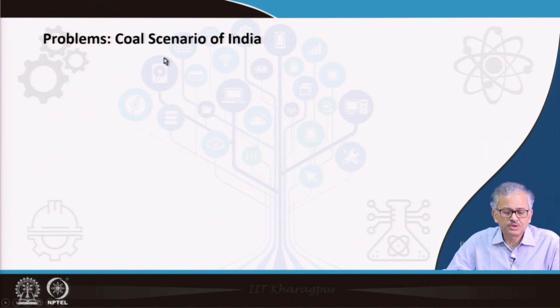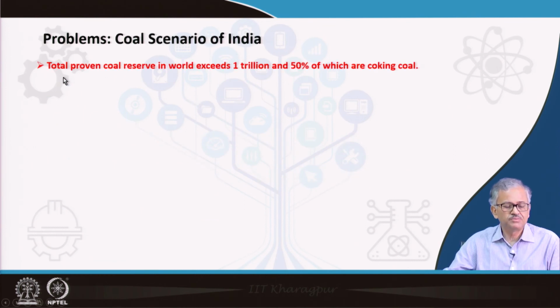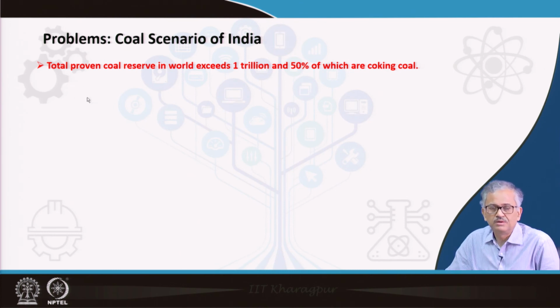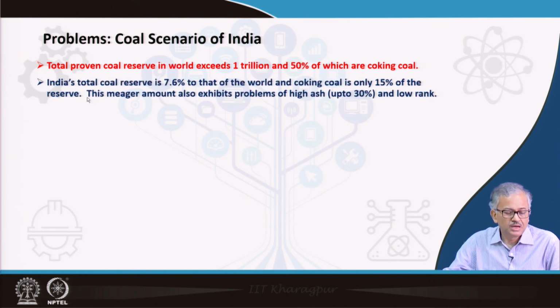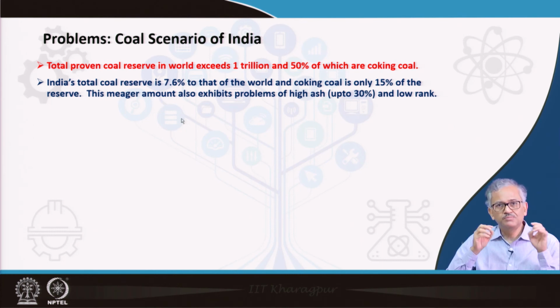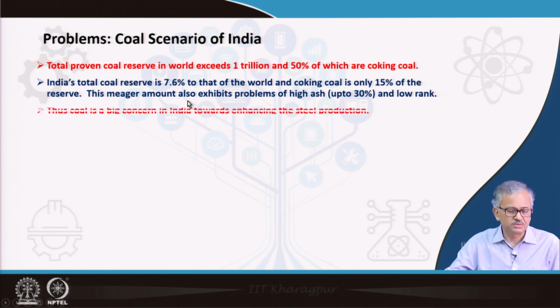Now, the problems of the coal scenario in India are very important. That's why I am telling again. The total proven coal reserve in the world is around 1 trillion tons, out of which 50% is coking coal. So in the world I am talking about. India's total coal reserve is 7.6% of the world reserve, and out of which coking coal is only 15% of that reserve. And that meager amount of coking coal has a problem of high ash up to 30%, which we have just talked about.